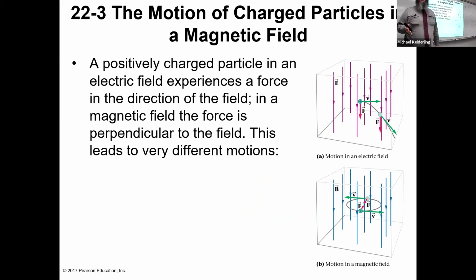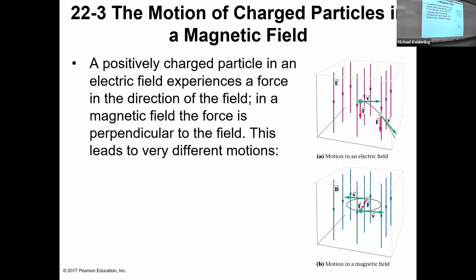Here we have a positively charged particle in an electric field experiencing a force in the direction of the field, as you can see here. In a magnetic field, the force is perpendicular to the field, and this leads to very different motions. If you have a constant magnetic field and fire a charged particle into it, and a constant electric field and fire a charged particle into it, you get very different motion.